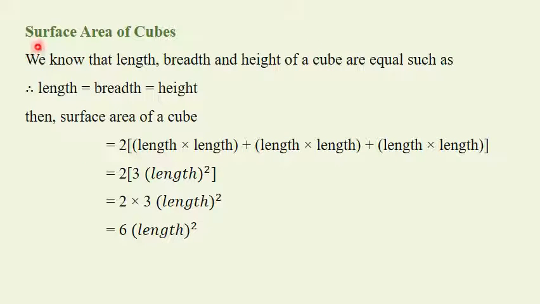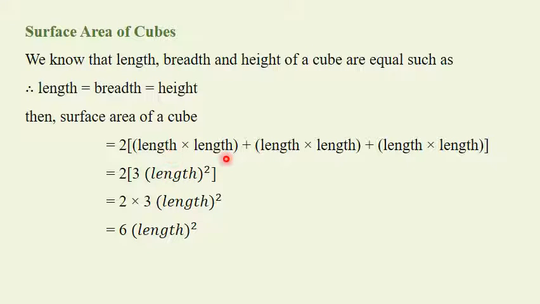Okay, now we are going to find out the surface area of a cube. As we know, in a cube all the sides are equal in measure. Length, breadth and height, they all are equal. So we can easily replace the breadth and height by length. In the same formula as we have written for the cuboid, in the place of breadth and height we will write the length.